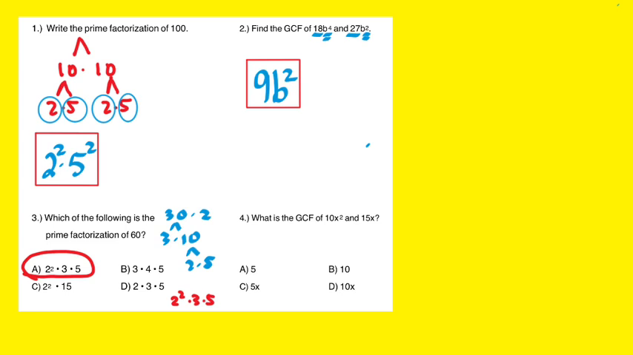On number 4, it asks us for the GCF of 10 and 15, which is 5. And then x and x squared will be x. So obviously the answer is 5x.